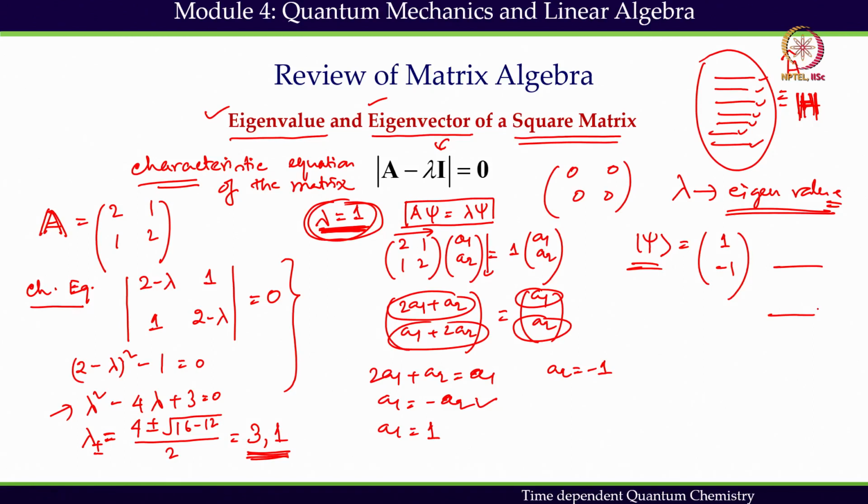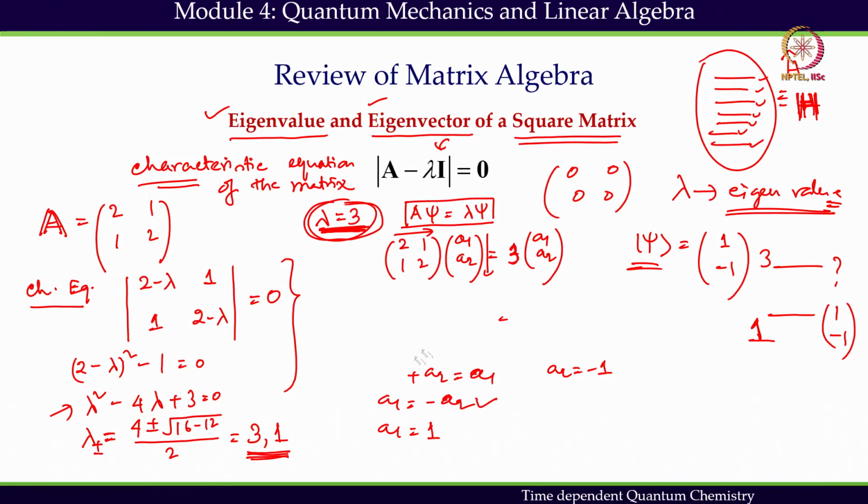One state I have given is lambda equals 1, another one is 3, and this wave function is represented by 1, minus 1, and we will see what the representation is for the other. For that we have to take lambda equals 3, and if it is 3, then again we can use the matrix multiplication rule. It takes quite a while to become familiar with this matrix multiplication part.